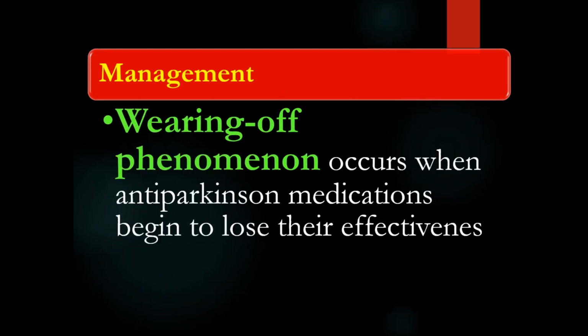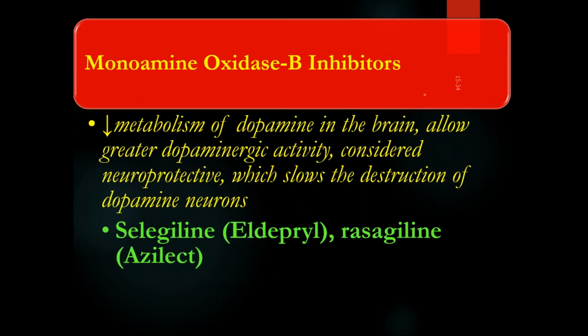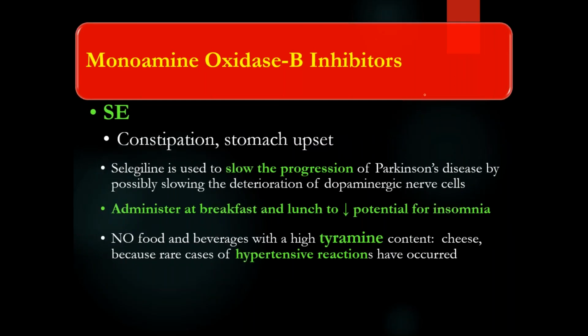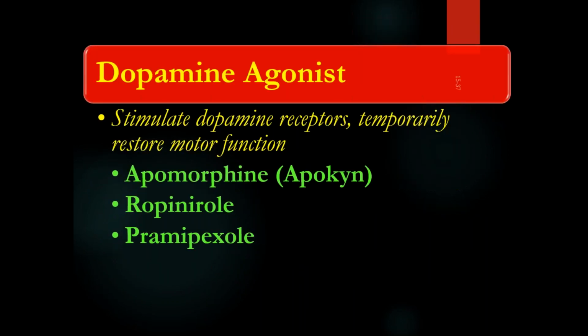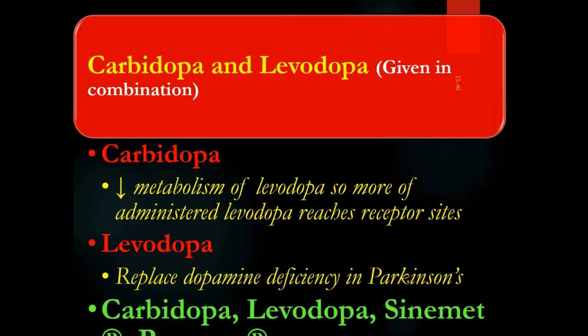Okay, so what is the wearing off phenomenon? Another important thing. Wearing off phenomenon is when the medication is not going to make effect as before. So with the MAO inhibitors, don't take tyramine. Tyramine is in cheese, wine, beer. Tyramine is going to produce hypertension with selegiline, the MAO inhibitor. Dopamine agonist, the Apokyn, that is the second line. So MAO, then dopamine. Then you're going to do the carbidopa, levodopa.